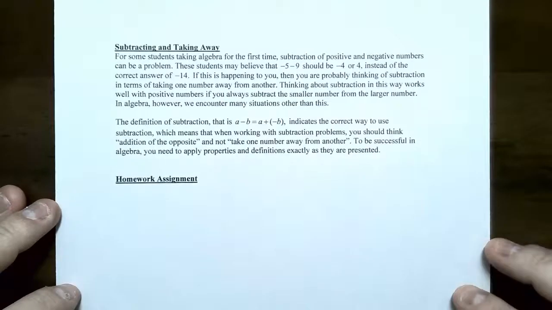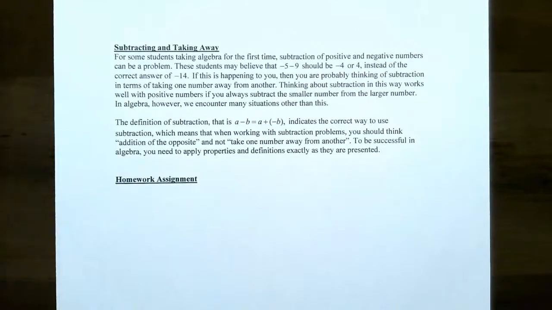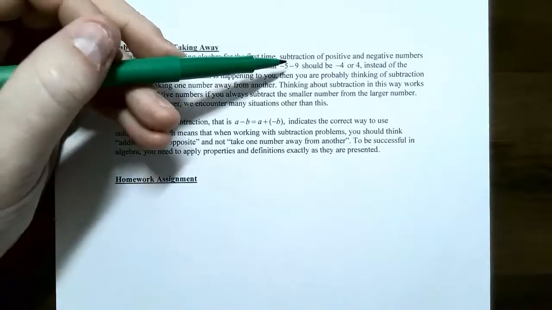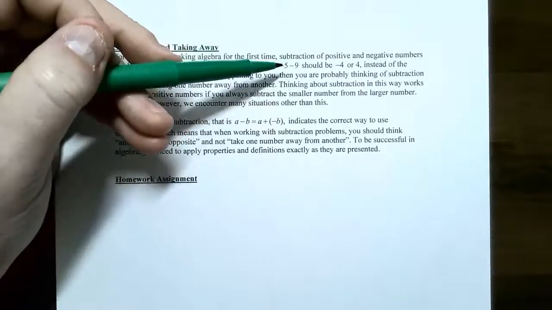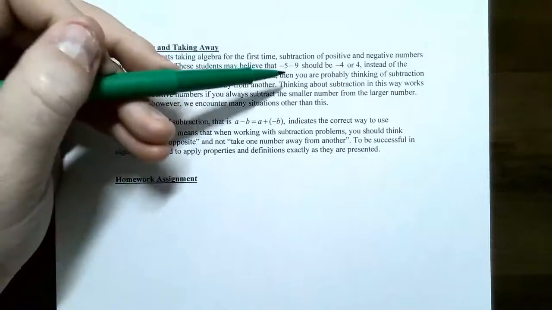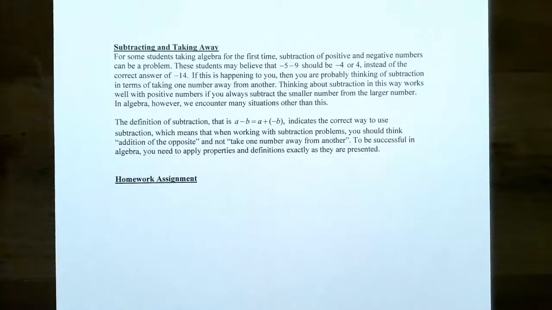We're going to finish up this section by talking about what it means to subtract real numbers. If this is the first time you're taking algebra, subtracting real numbers can get pretty confusing, especially since sometimes you're subtracting positive numbers and other times negative numbers, and sometimes you're adding positives and sometimes adding negatives. So negative 5 subtract 9, is this negative 14? Is this negative 4? Could it be positive 4? I've seen several different answers when I've taught this in the past.